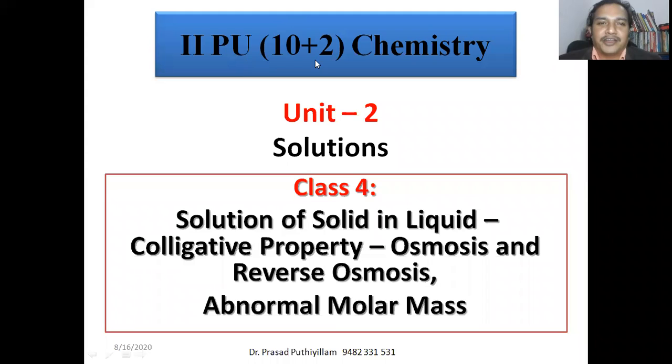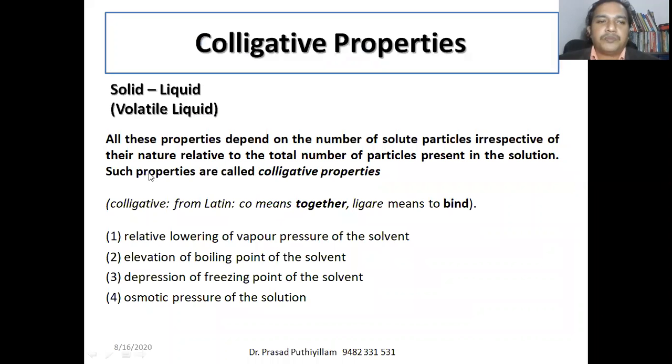I continue my classes for second PU plus 2 chemistry, unit 2 solutions, class number 4. Solutions of solid in liquid, colligative property like osmosis and a process known as reverse osmosis. Then a topic abnormal molar mass. The other colligative properties are discussed in class number 3. This is a continuation of that. Colligative property means bound together.